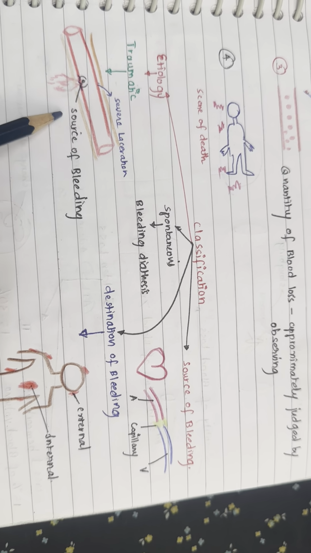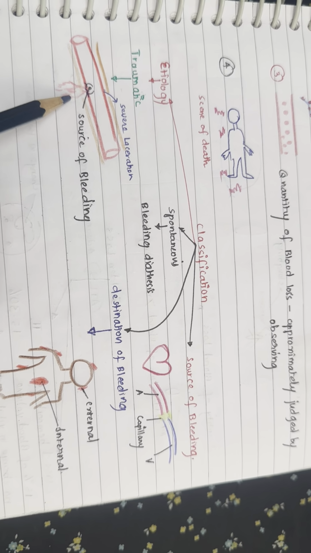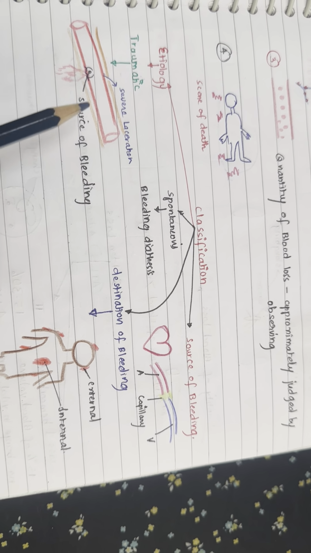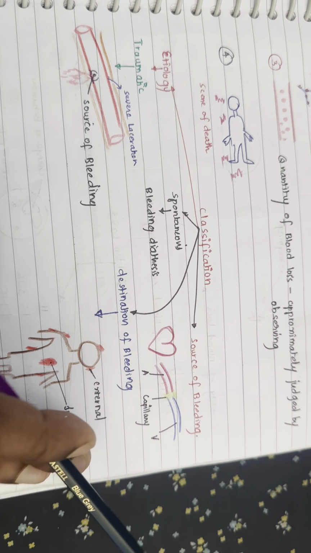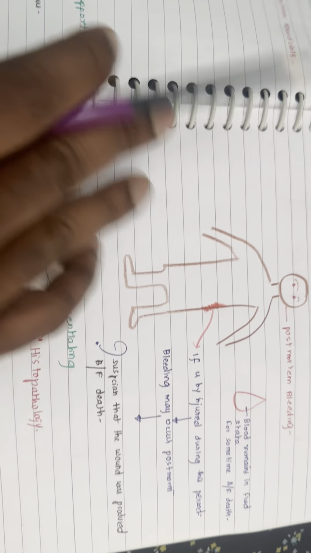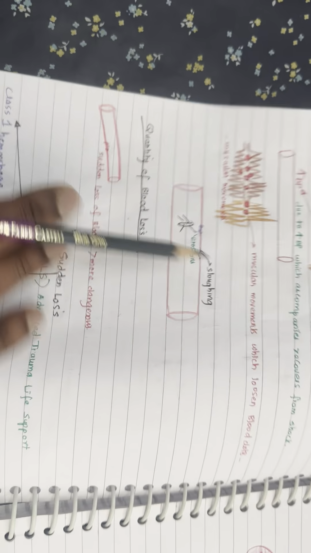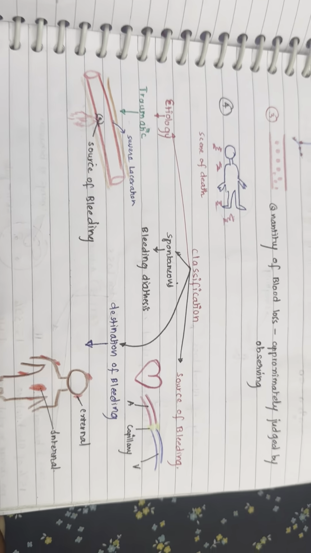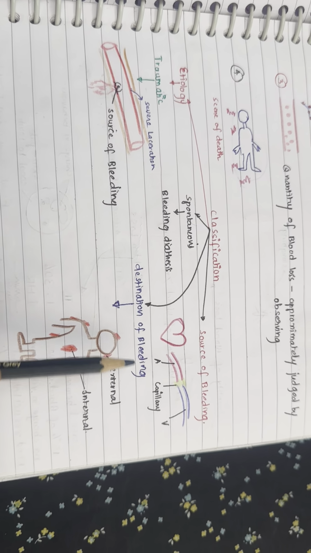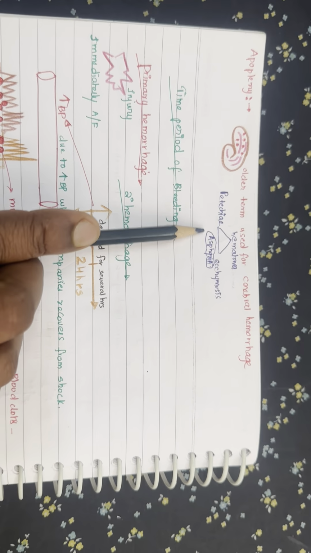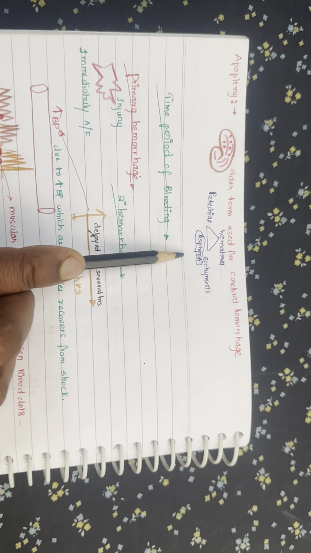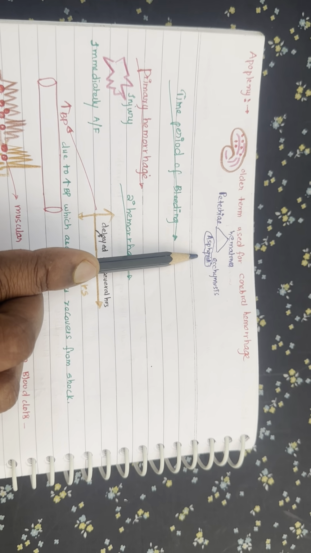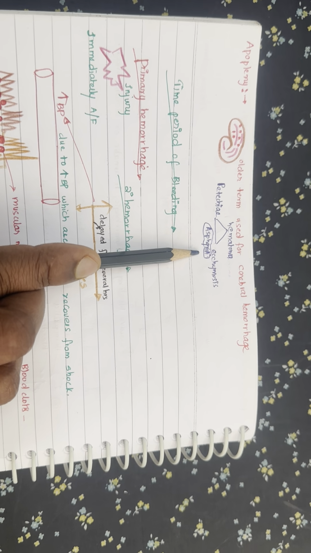Number two, source of bleeding: cardiac, arterial, venous, capillary. Then number three, destination of bleeding: whether it is external, outside the body, or internal, within the body. Apoplexy is an older term used for cerebral hemorrhage. For petechiae, ecchymosis and hematoma, please see the chapter on asphyxial deaths.